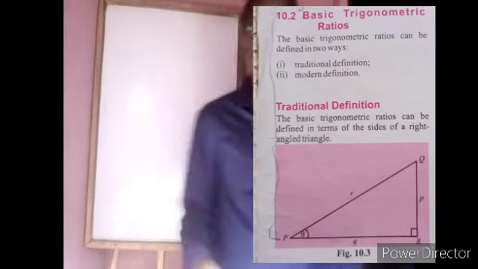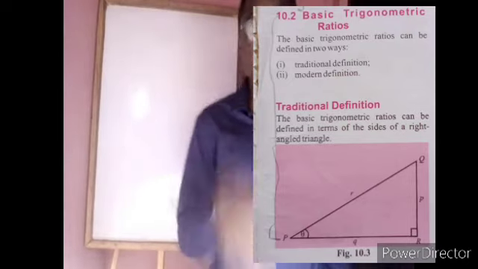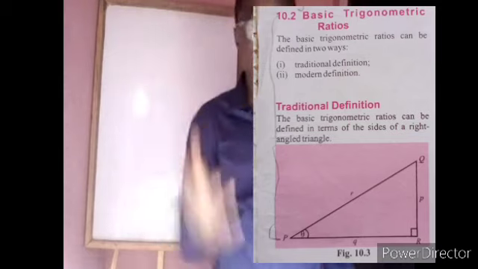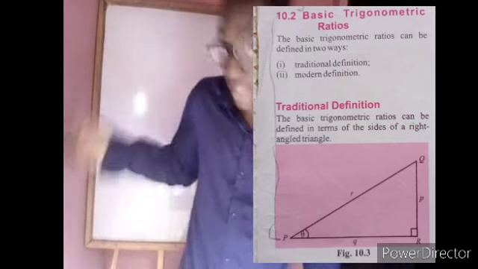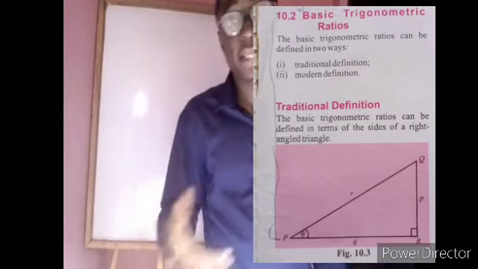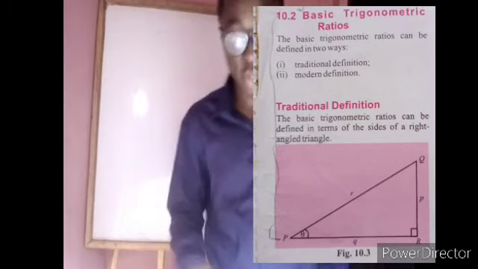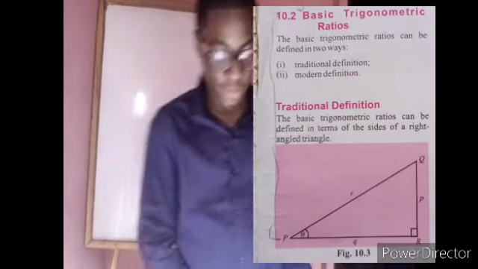And lest I forget, don't forget that the tan theta is equal to the sine theta divided by the cos theta. So the ratio of the sine to cosine is actually equivalent to the tan theta. As you can see, there's quite a close relationship between the three trigonometric ratios. So that is basically for the traditional definition of trigonometry. Let's move on to the modern definition.